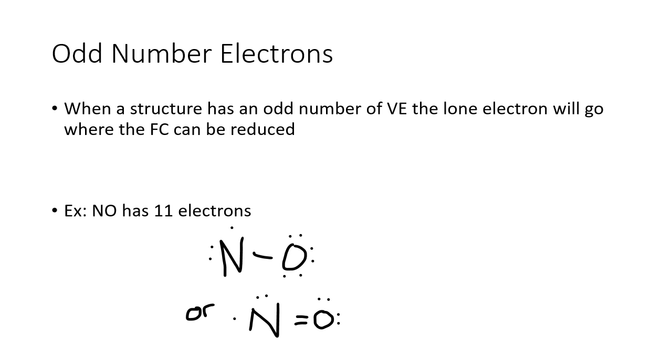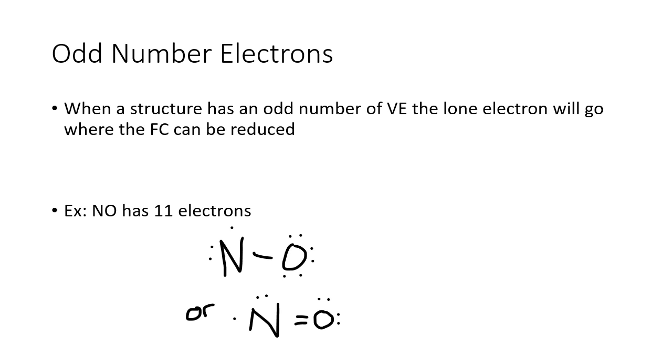Or we could have nitrogen double bonded to oxygen, and we'll have 4 unpaired electrons on oxygen and 3 on nitrogen. I put the 4 on the oxygen because the oxygen is more electronegative. So which one of these is more favorable? We will go to the formal charge. We want to have the lowest possible formal charge. This is why we needed to do this before we got to this lecture.